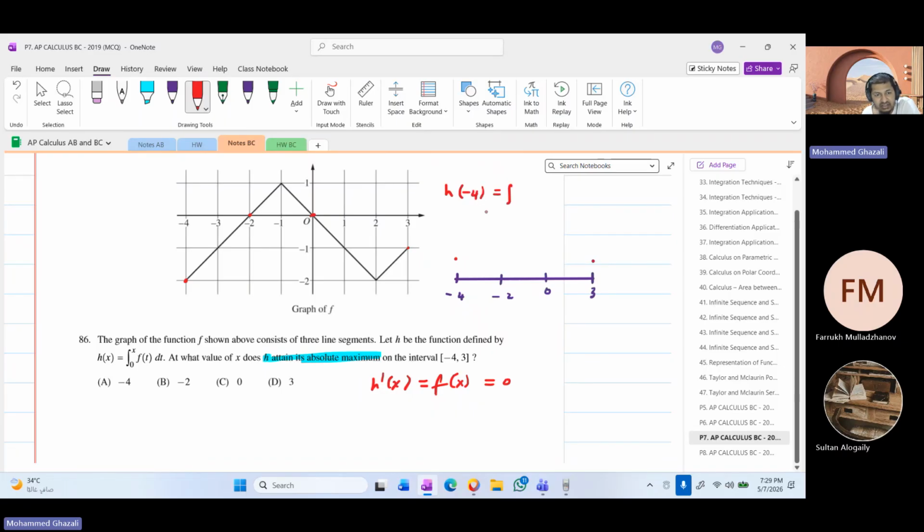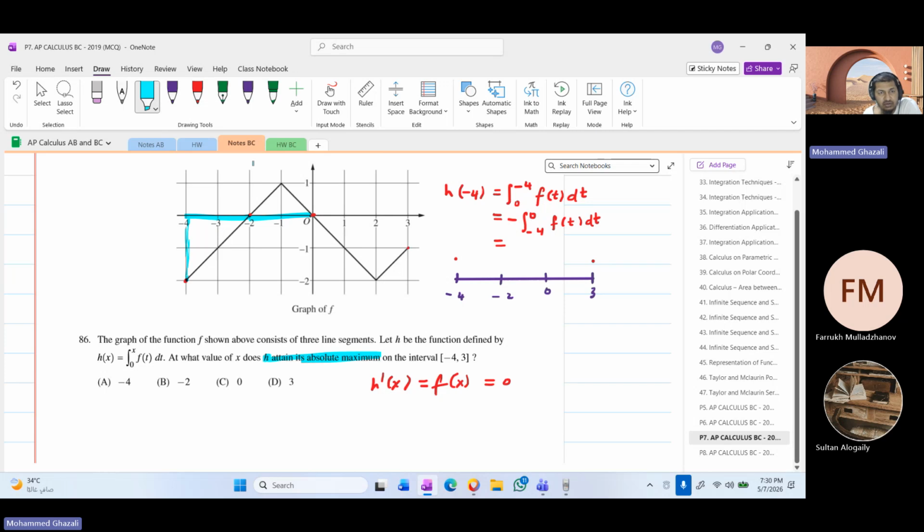H of -4 is the integral from 0 to -4 of f of t dt. So you can take out a negative and switch the integral around. It becomes negative of the integral from -4 to 0 of f of t dt. Now, you can evaluate from -4 to 0, because you can just find the area under the curve from -4 to 0. So you're basically evaluating from there to there.